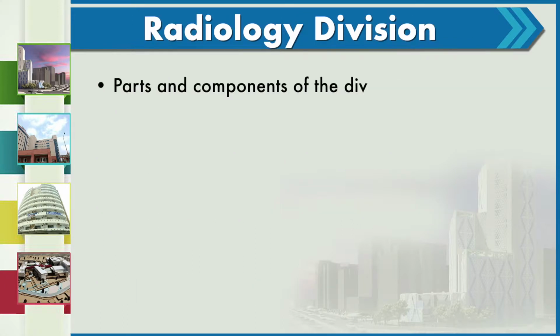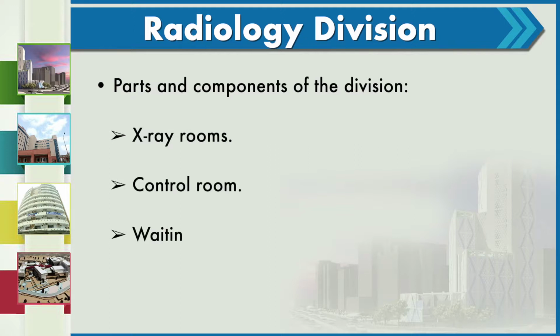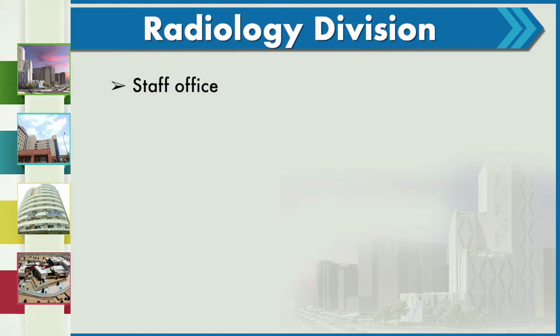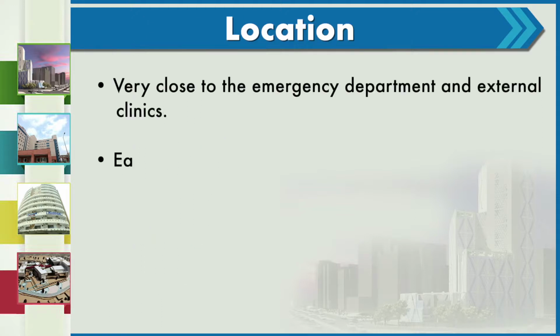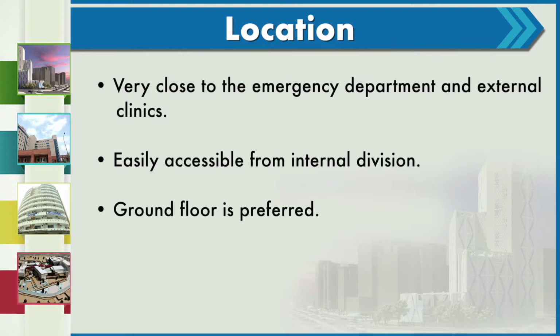So the radiology division has the following components: the X-ray rooms, the control rooms, and the waiting areas. We also have the support areas like the staff offices, the utility rooms, the dark rooms, the film viewing areas, and storages. So the location should be very close to the emergency department and external clinics, easily accessible from internal divisions, and a ground floor location is highly preferable.